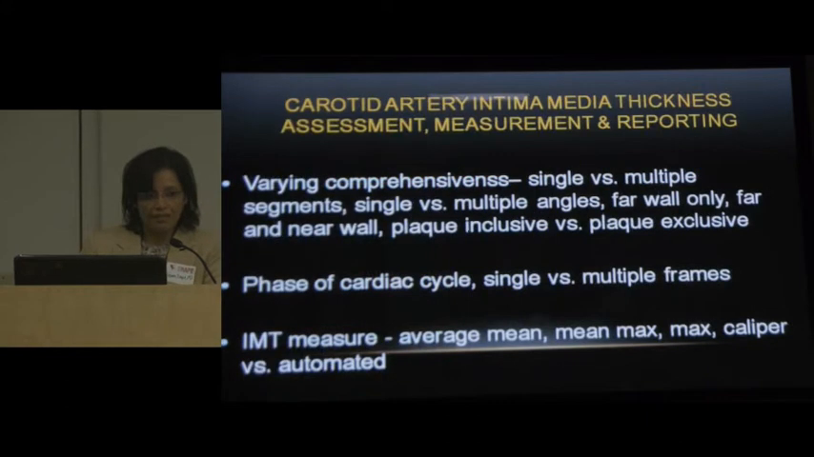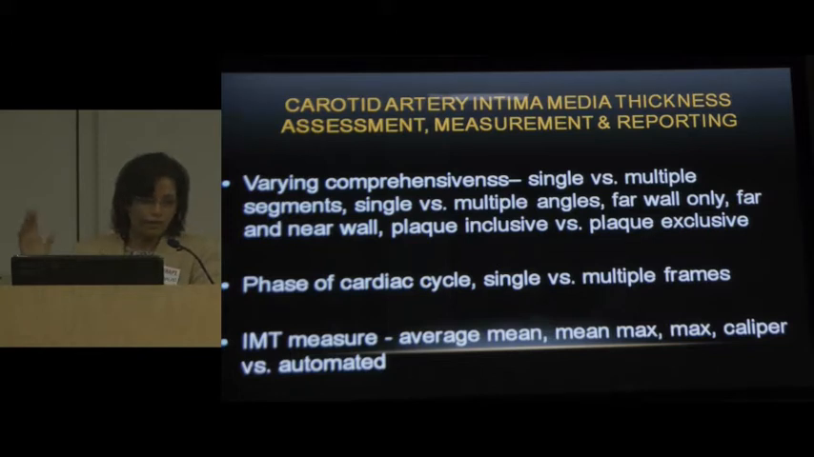Not only do we have an issue with the different types of segments that you image, but the imaging studies that have been used so far, from the early 80s in IMT, have varied in whether or not they use, as I said, common carotid alone or inclusive of bulb and internal carotid. They image it in one single shot, which is two-dimensional imaging and does not do justice to the entirety of the carotid system, versus using multiple angles, whether they image only the far wall or combine it with the near wall, and most importantly, whether or not plaque was assessed in the measurement of IMT or as a separate entity.